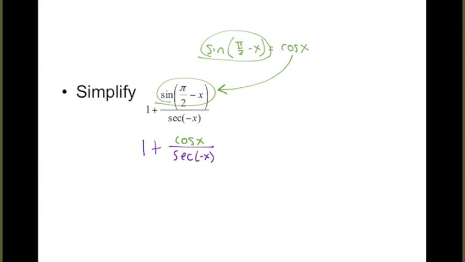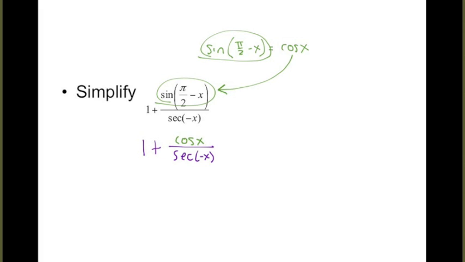With having a negative by the x, the third group of identities on your sheet says negative angle identities. But there is not one that says secant. It's only the big three, sine, cosine, and tangent. So there's no substitution we can make for that bottom part right now.